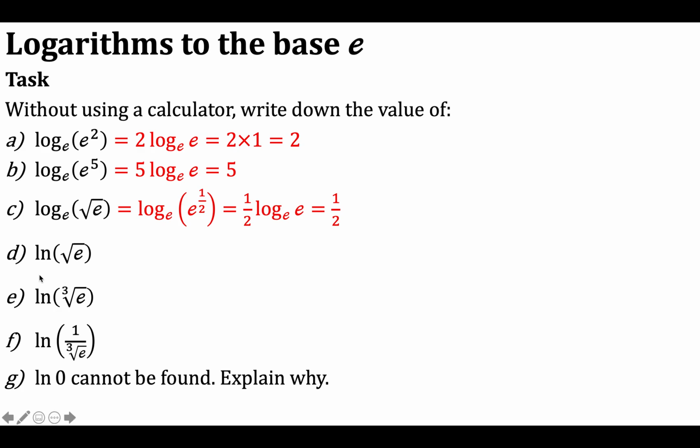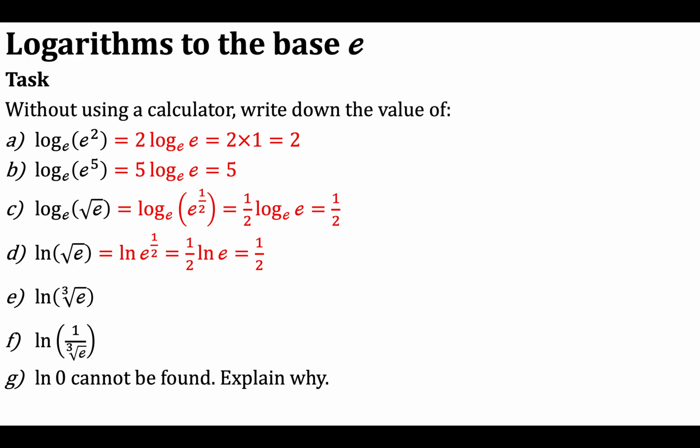Now this one here, part D, we've got the natural logarithm of root e. So that's the natural logarithm of e to the half, which is the same as a half times the natural logarithm of e. And remember the natural logarithm of e, that's log to the base e of e, which is 1. So that answer there is a half. So actually, questions C and D here are exactly the same question.